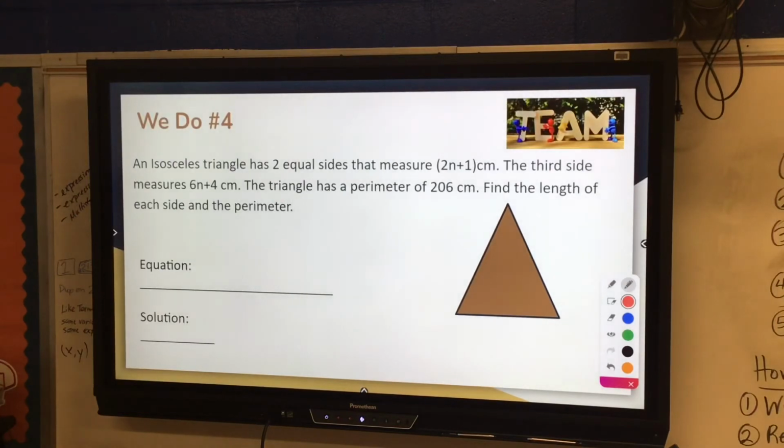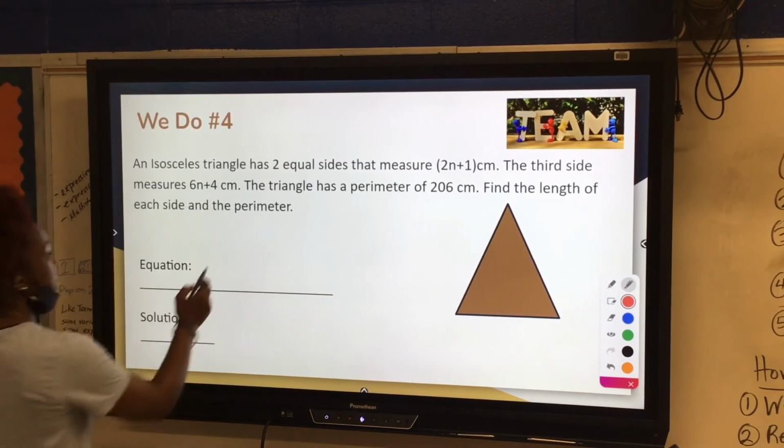Alright, we do 4. An isosceles triangle has 2 equal sides that measure 2n plus 1 centimeters, and the third side measures 6n plus 4 centimeters. The triangle has a perimeter of 206 centimeters. Find the length of each side and the perimeter. Okay?